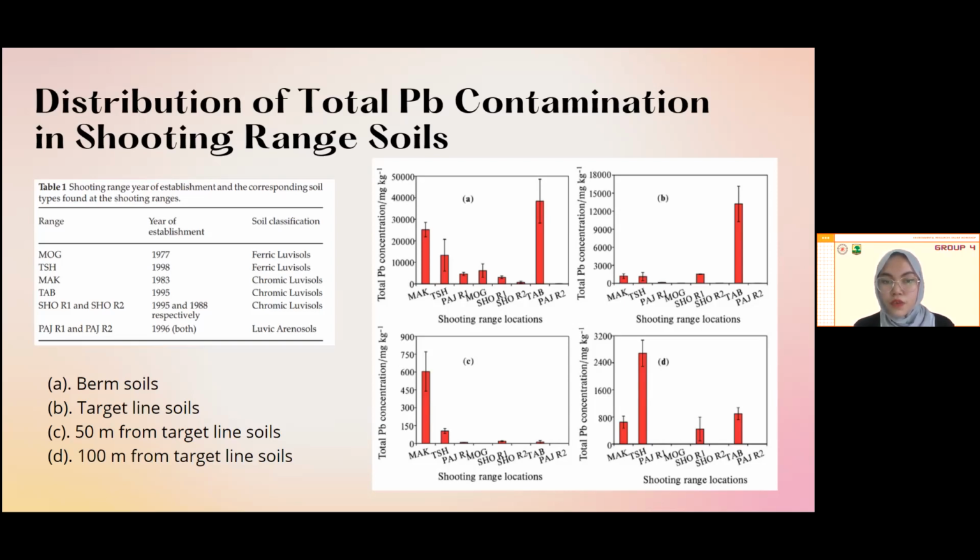As I said before, the highest total Pb concentration was found in the berm soils, and the second highest was the target line soils' total Pb concentration. But the total Pb concentration at the 100-meter shooting line was higher compared to the 50-meter shooting line for the shooting range.